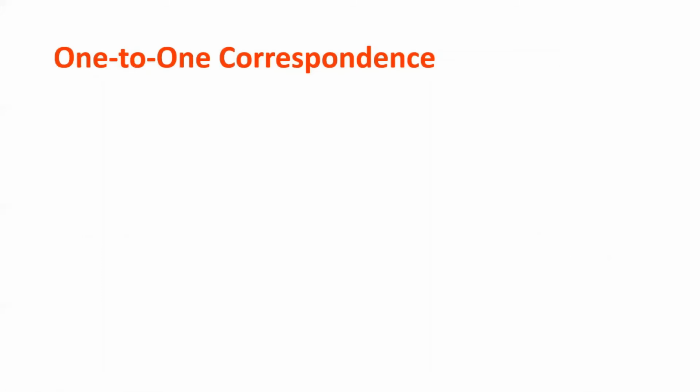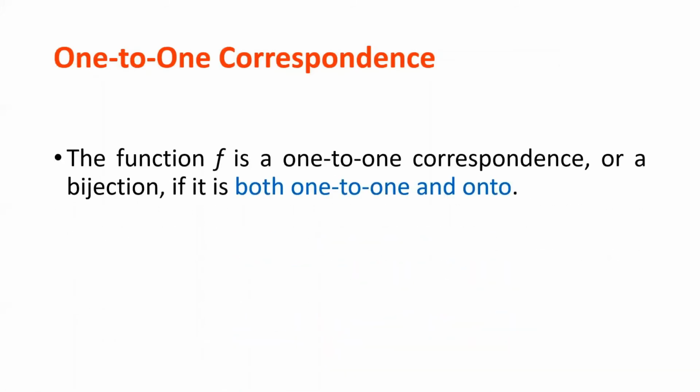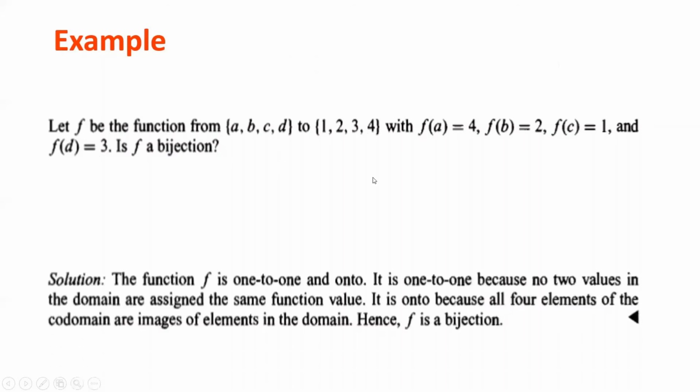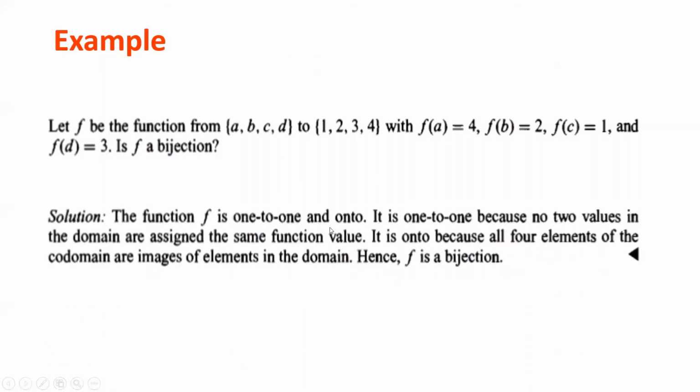Next is one-to-one correspondence. If a function is one-to-one and onto both, then it is called one-to-one correspondence, and it is also called bijection or bijective function. So let us see an example of bijection. Suppose two sets are there, A, B, C, and D, and 1, 2, 3, 4, and the corresponding mappings are f(A) is equal to 4, f(B) is equal to 2, f(C) is equal to 1, and f(D) is equal to 3. So we have to find whether this is a bijective function or not.